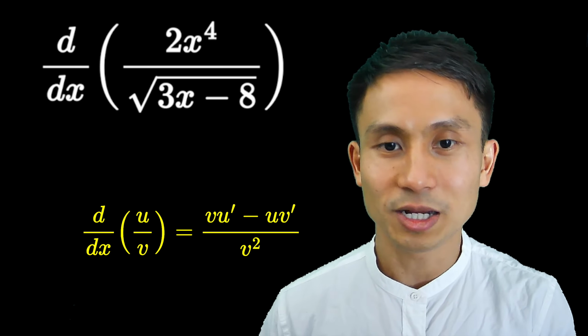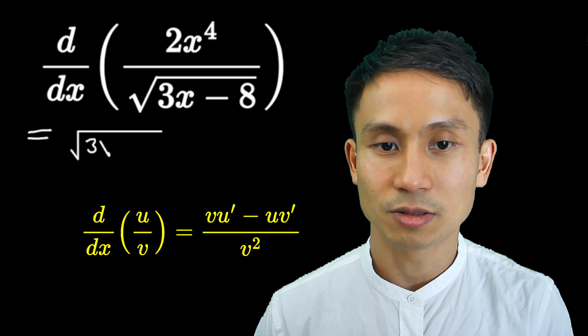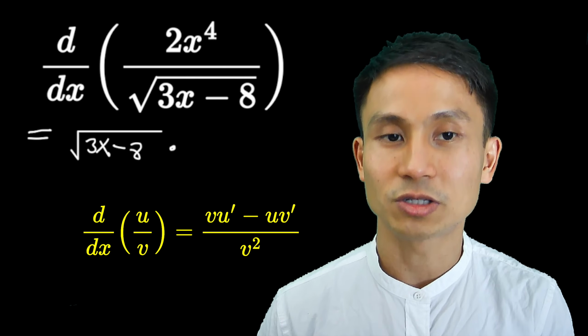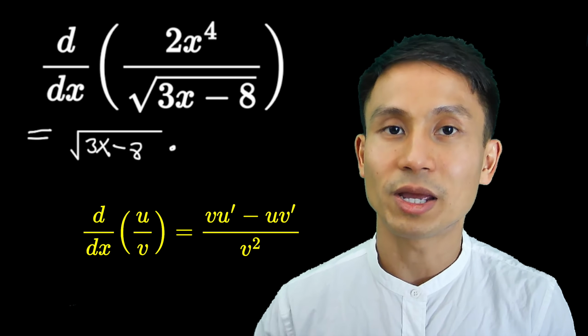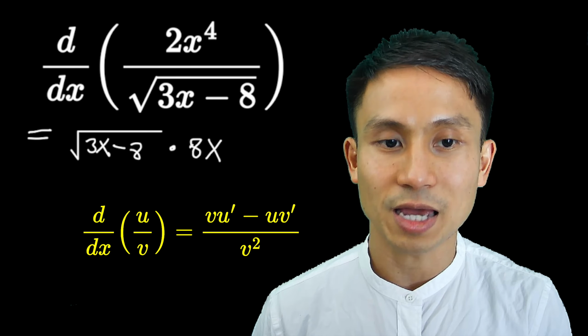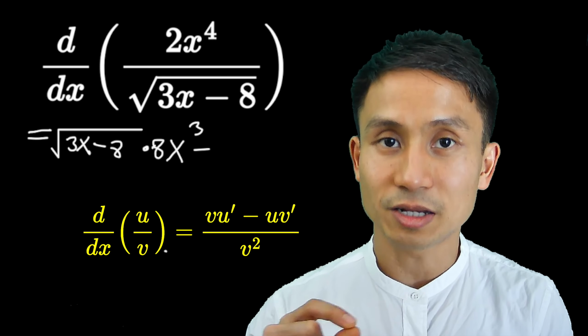Again, let's bring the formula. So this would be equal. The bottom part is v, the top part is u. So bottom, square root of 3x minus 8 times the derivative of the top part, which is to differentiate 2x to the 4. Bringing the power of 4 down to multiply 2, I get 8. And then the power of x subtracted by 1, I get 3. Minus, so we got to differentiate the bottom part here.